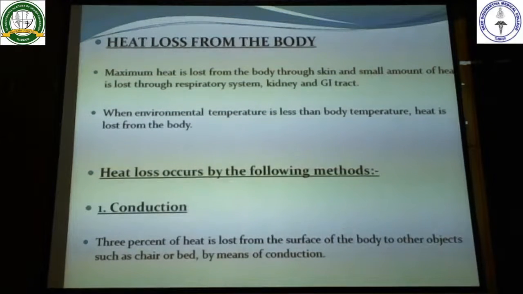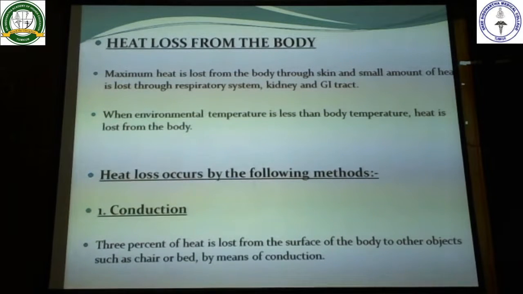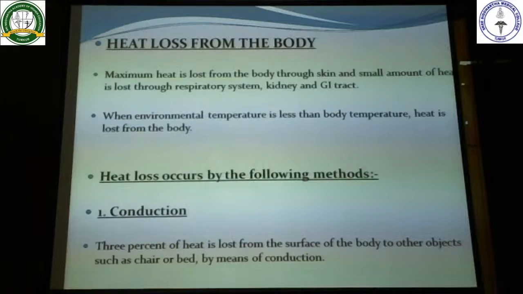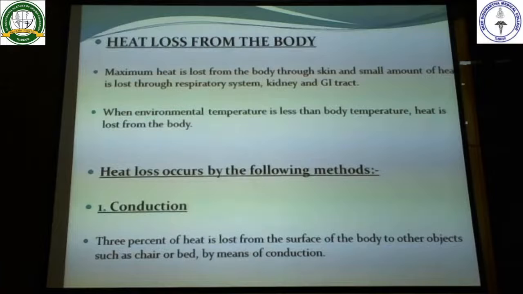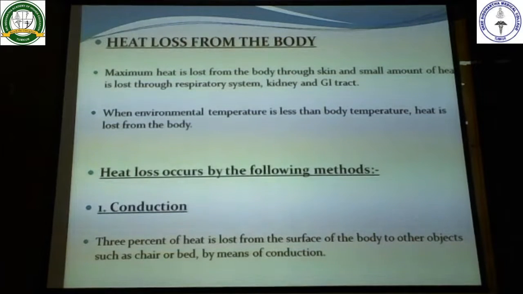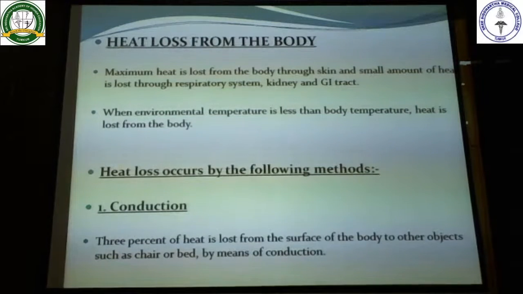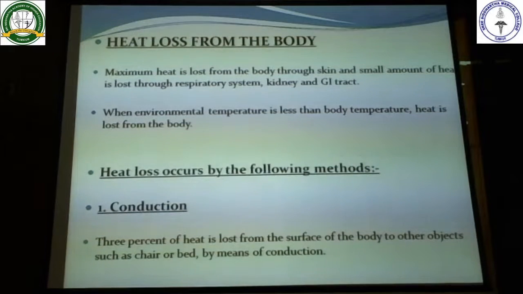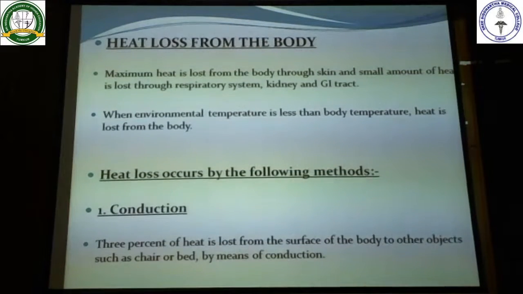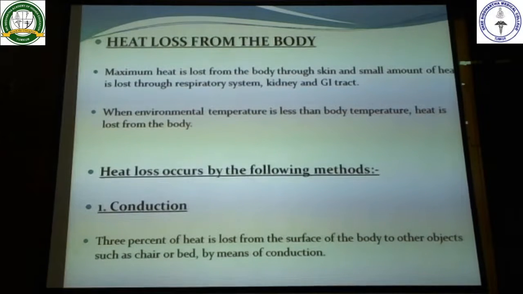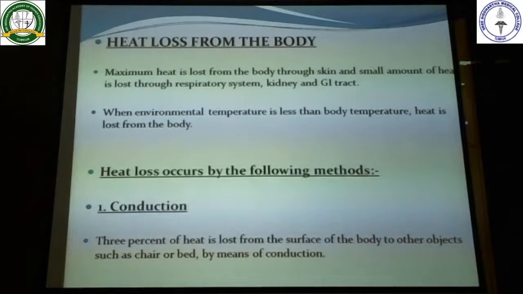This happens whenever the environment temperature is less than the body temperature, right? So in such conditions the heat will be lost from the body. How are things happening here? First is conduction. 3% of the heat is lost from the surface of the body to other objects. Whenever you sit on a chair or sleep on a bed, after getting up, just keep your hand on it and you will see it is warm, because some amount of heat from your body has been lost to the surface where you had sat or where you had slept.